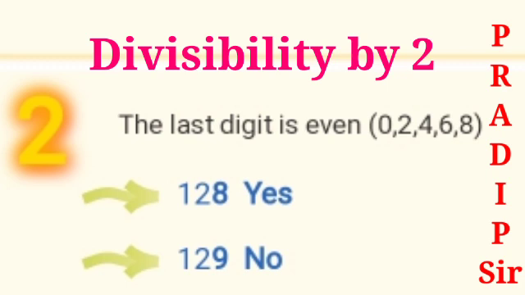If you take one example, 128, the last digit, that means the digit in the units place, is 8, which is even, so the number is divisible by 2. Also if we take another example 129, the digit in the units place is 9, which is not an even digit, so the number 129 is not divisible by 2. So this is the trick to test the divisibility by 2.